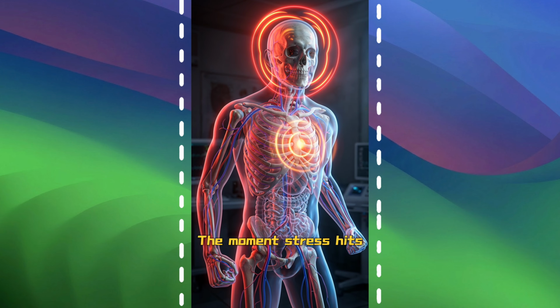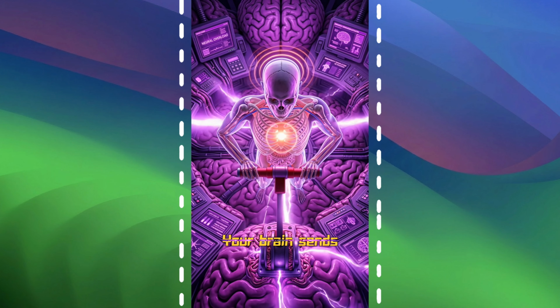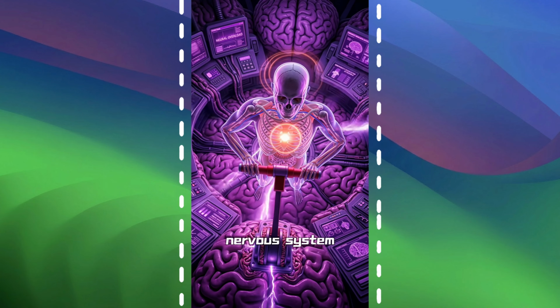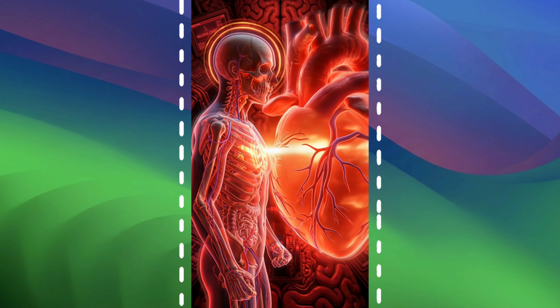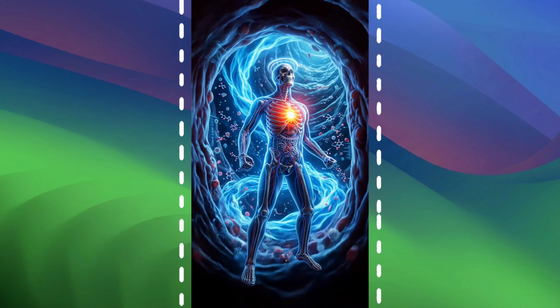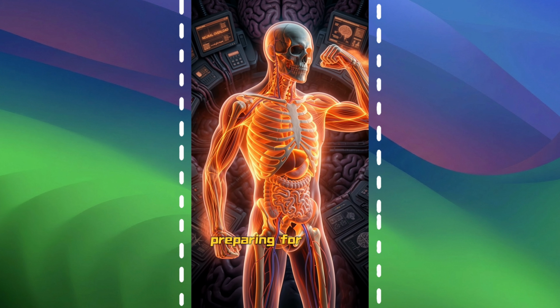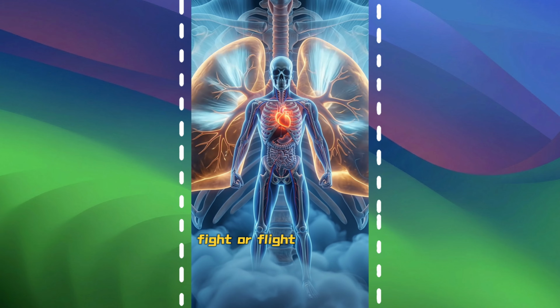The moment stress hits, your body switches into survival mode. Your brain sends an instant alarm through your nervous system. Your heart rate spikes, pumping blood faster to your muscles. Adrenaline floods your bloodstream, boosting strength and focus. Your muscles tense, preparing for action. Breathing quickens to fuel your fight or flight response.